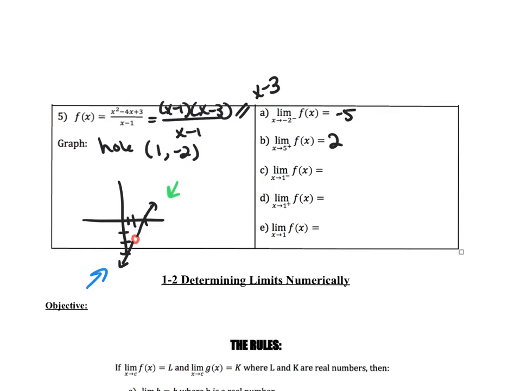Now we'll look at the limit as x approaches 1 from the left, and our y values are approaching -2. The limit as x approaches 1 from the right, we're still approaching -2 for our y values. So the limit as x approaches 1 of f of x is -2.